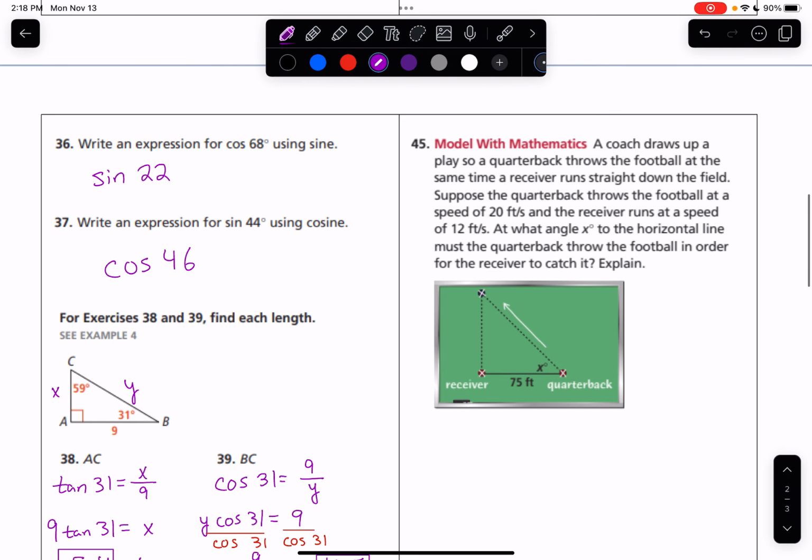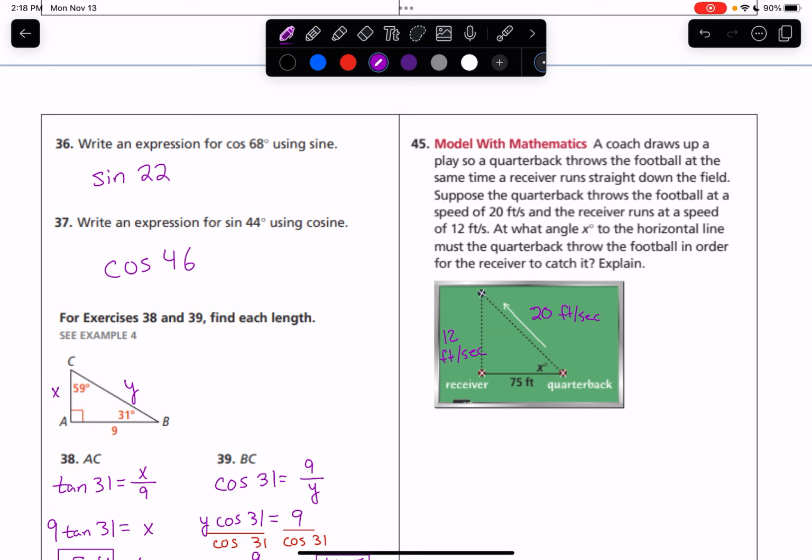Next, a coach draws up the play, so a quarterback throws a football at the same time as a receiver runs straight down the field. Suppose the quarterback throws the football at a speed of 20 feet per second. And the receiver is running towards that ball and away from the quarterback at a rate of 12 feet per second.